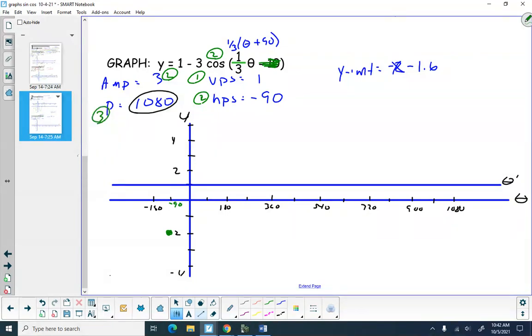Third thing we take a look at is the period. It tells us where we're going to be at the exact same spot. So if we're at -90, 1080 away, we're going to be at the exact same spot. The easiest way, if you struggle with this a little bit, is to take the horizontal phase shift where you start, and add the period to it. Take the -90, add 1080 to it. That will tell us what theta value you're going to be at, and we'll be at the exact same spot.